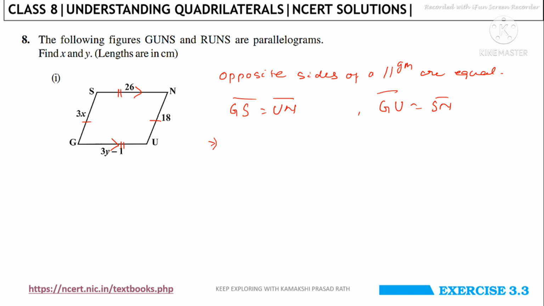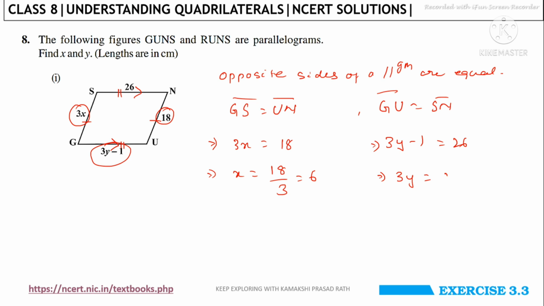Hence now let's see what GS is. GS is 3x and UN is 18. So 3x equals 18. So x equals 18 by 3, we get 6. Now similarly GU, we know GU is 3y minus 1 as written here, equals SN. SN is 26. So 3y equals 26 plus 1, because 1 is subtracted on the left side, so it becomes addition on the right side. So 3y equals 27. Hence y equals 27 by 3, we get 9. Hence we get the values of x as 6 and y as 9.